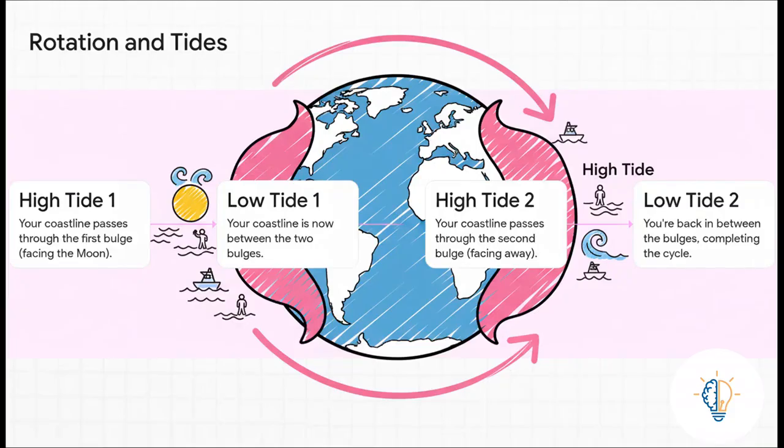So, here's how it all comes together. Imagine those 2 watery bulges are just sitting there, held in place by the moon. Now, the Earth is spinning on its axis once a day inside those bulges. So as your location on the coast rotates into one bulge, you get a high tide. As you rotate into the area between the bulges, you get a low tide. Then you rotate into the second bulge, high tide again. And finally, you pass through the other low tide area to complete this cycle.